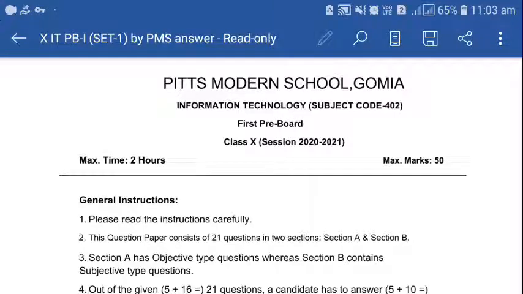Hello students. So today we are just going to discuss the sample questions, or the first pre-board questions, of Pitt's School Gumia regarding the IT subject. In Information Technology 402 there are many changes done by the CBSE this year, and we are going to discuss the pattern of the question paper, and the instructions and guidelines given by the CBSE regarding the subject, examination and question pattern. So now we start.